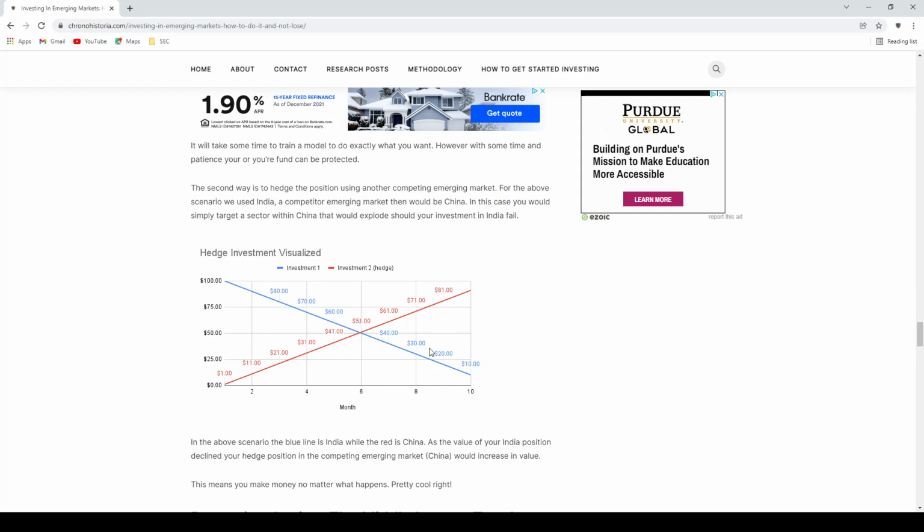So on the screen right here, we have the hedge investment visualized, and this is a perfect hedge. It's never like this, but the underlying theory is the same. So the blue line is India, red line is China for this example. Let's say India's exporting semiconductor chips or whatever, and China's exporting semiconductor chips, and they're directly competing with each other. If India's market cap goes down, China's will rise, and that's called the hedge position.